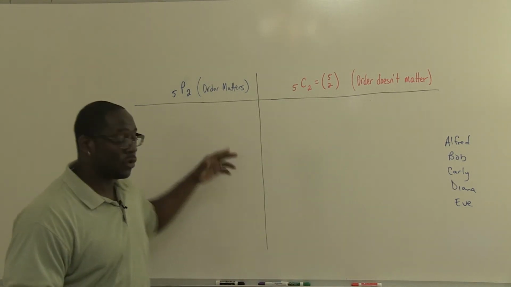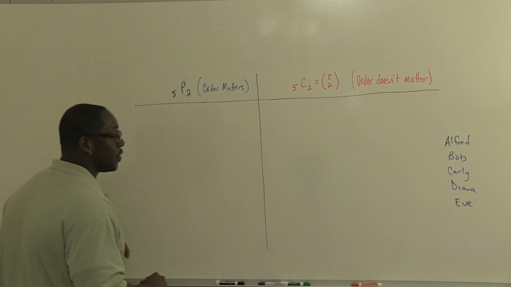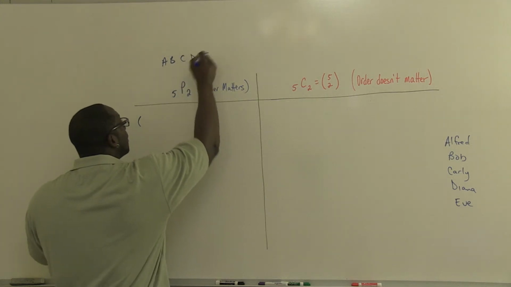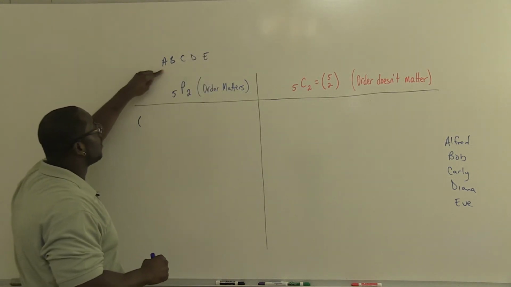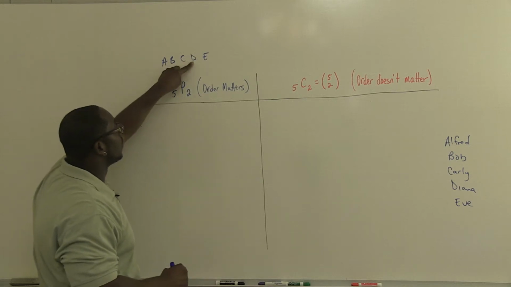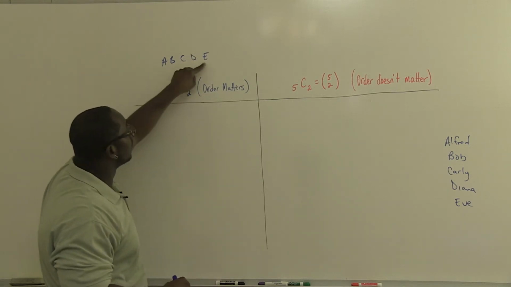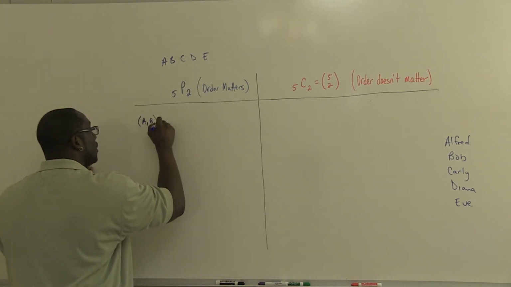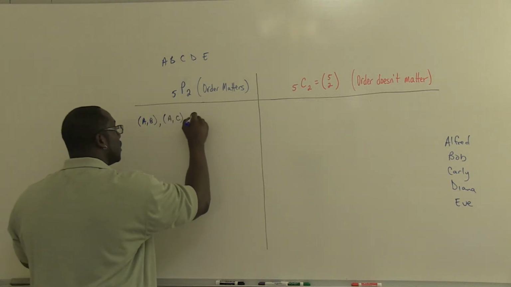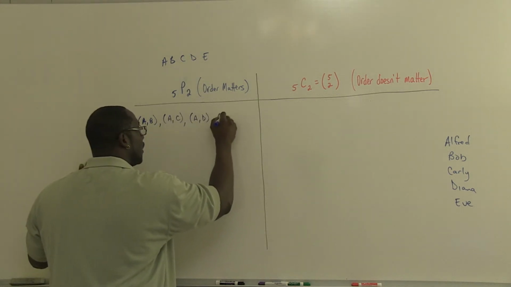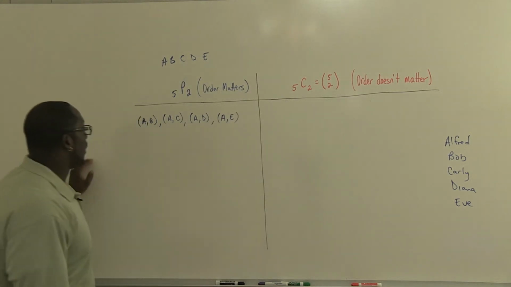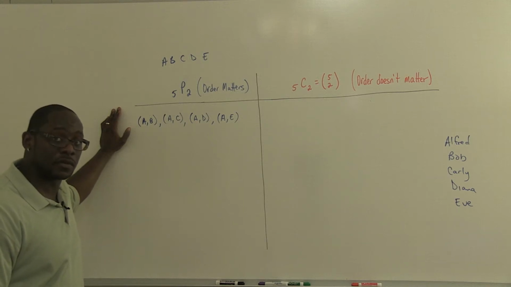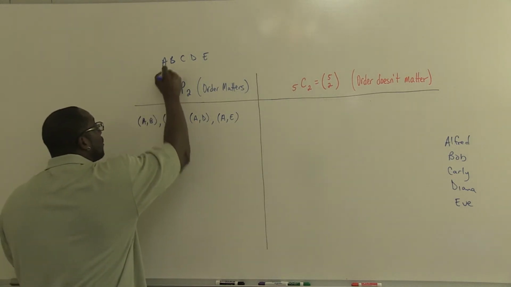Well, since order matters, of course, we're going to use parentheses for that. And so I'm going to take Alfred first, and we're going to pair Alfred up with Bob, and then with Carly, and then with Diana, and then with Eve, okay? So we start off with A goes with B, then A goes with C, A goes with D, and then A goes with E. And of course, I'm not pairing A with A because we're not going to pair anyone with themselves, okay?